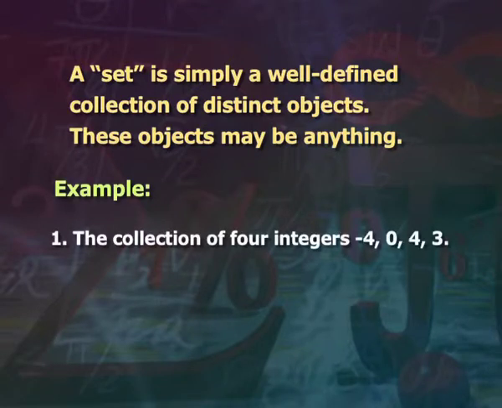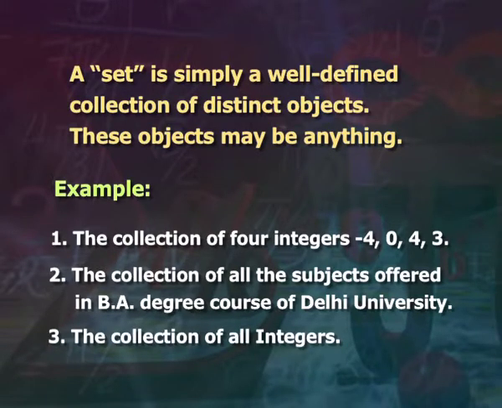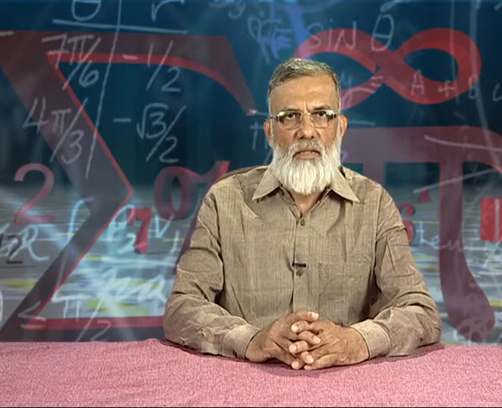Example 1. The collection of 4 integers minus 4, 0, 4, 3. 2. The collection of all the subjects offered in the BA degree course of Delhi University. 3. The collection of all integers. All of the above collections are sets.